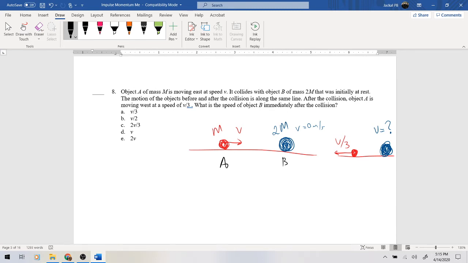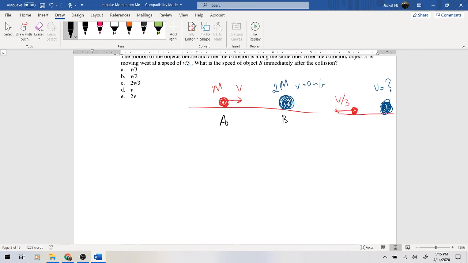Alright, so next question. One object is at rest, but it's twice the mass of the first one, and after the collision, the first object bounces back with v over 3. The question is, what is the velocity of the second object? Well, you just apply the conservation of momentum.